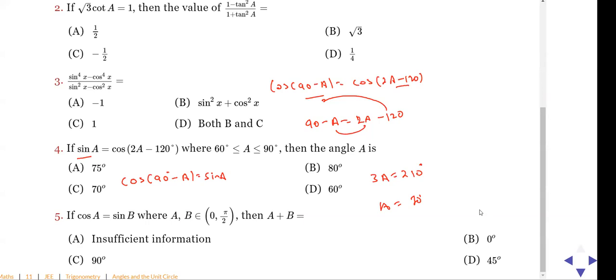So dekho kitne log sahi the. 5 students were correct. Hai na? Theek hai? Okay. Easy enough. Sabko samajh mein aa gaya. You want to write it down? Now, fifth one, last problem of today's class.